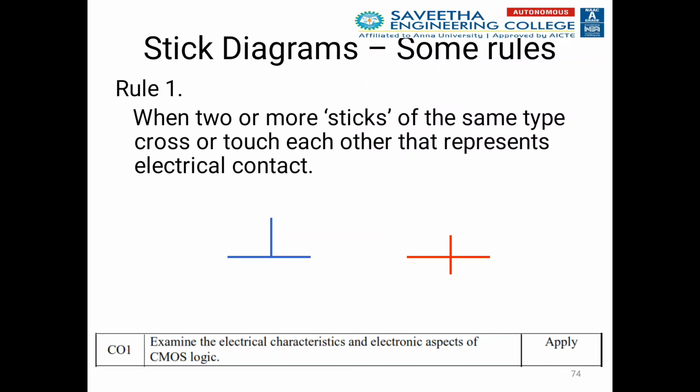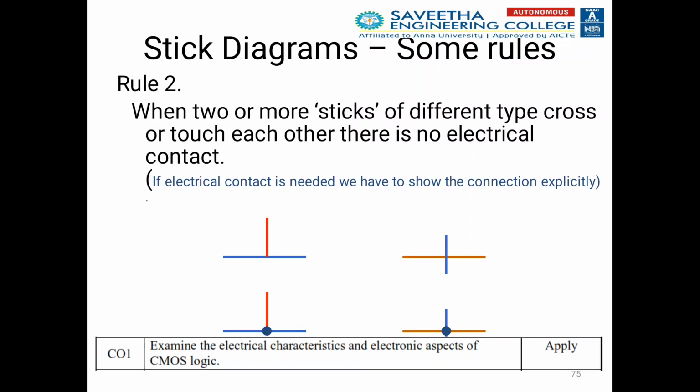Rule 1: when two or more sticks of the same type cross or touch each other, that represents an electrical contact. Rule 2: when two or more sticks of different types cross or touch each other, there is no electrical contact.